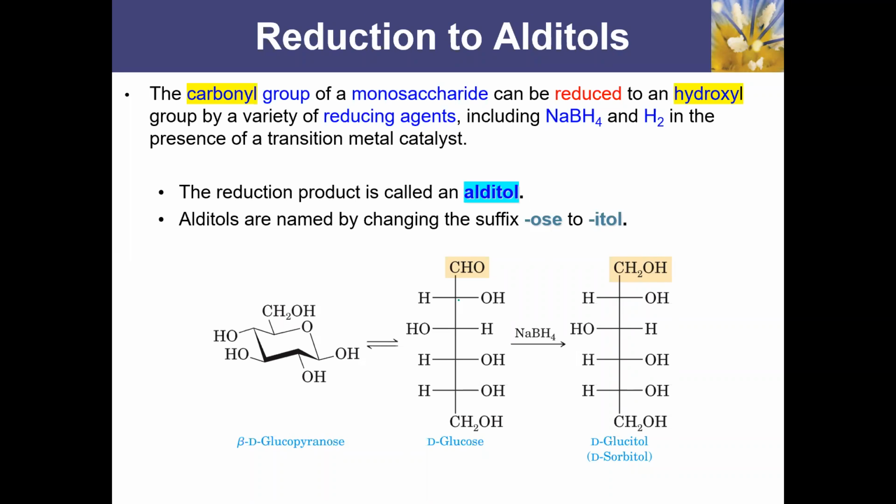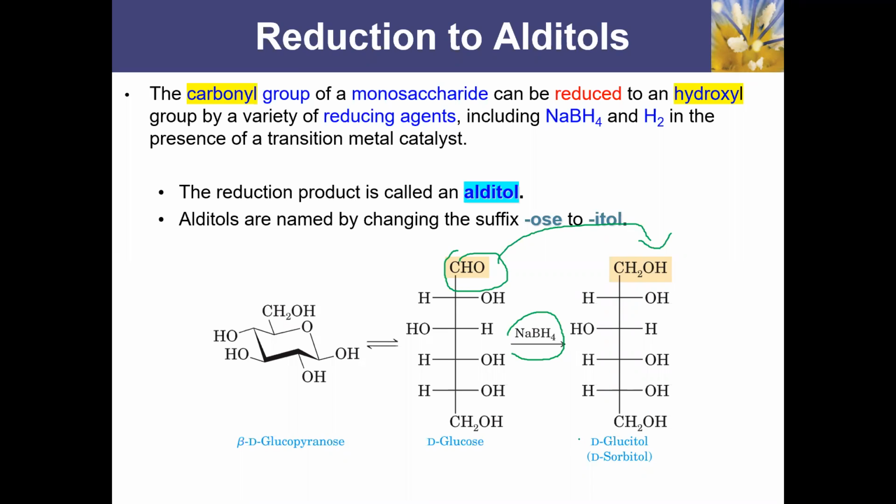So what happens is that, for example, the carbonyl group of the monosaccharide, as you can see here, this is a monosaccharide glucose, okay? It's saying that it can be reduced to the OH group. Look at this. This was a carbonyl group. It has been reduced to the OH group, okay? And we can use many reducing agents. For example, in this case, they have used sodium borohydride as a reducing agent here.